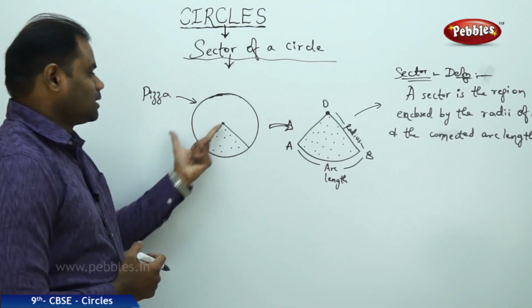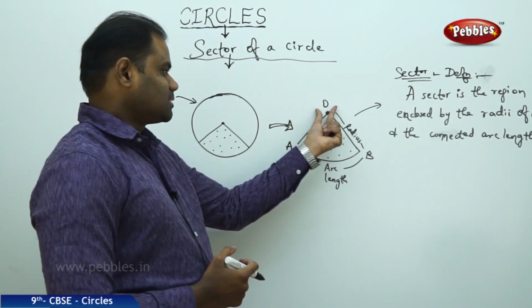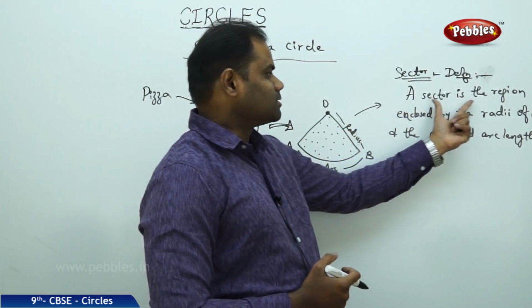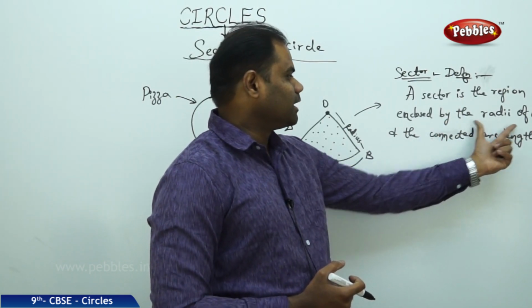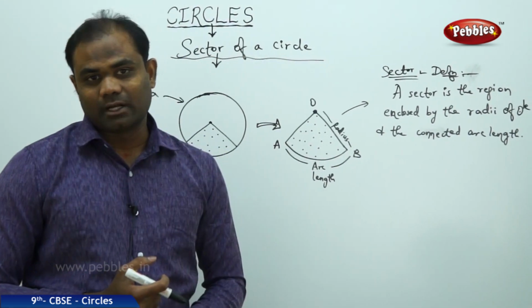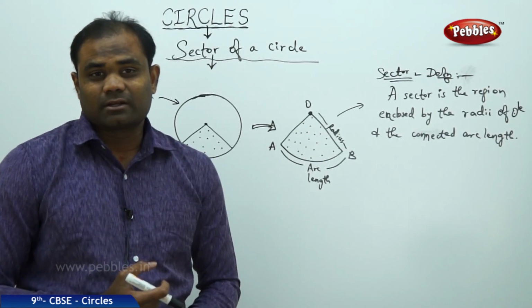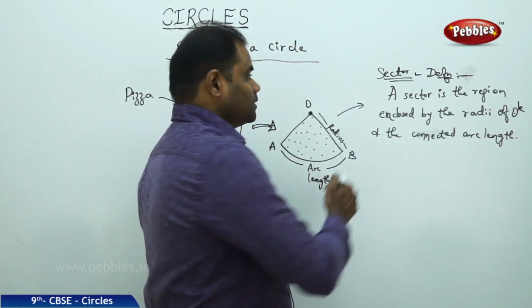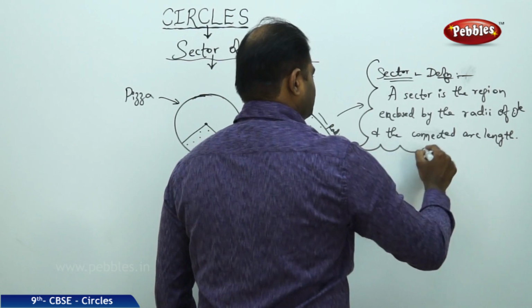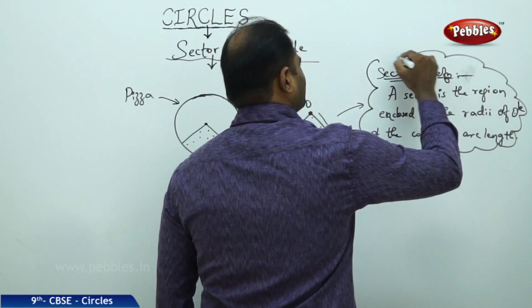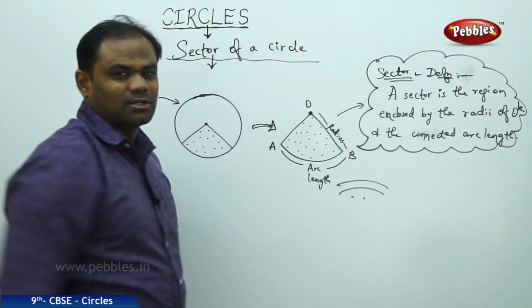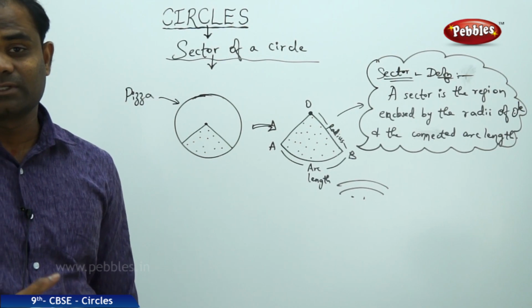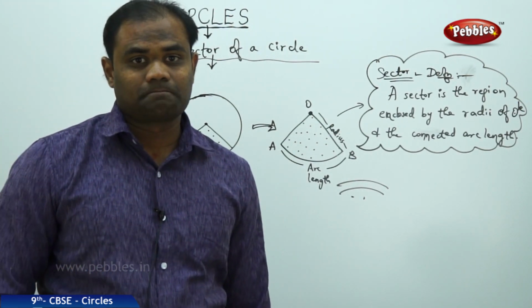A pizza cut with a piece of pizza has the center, has the radii, has the arc length, and a sector is the region enclosed by the radii of the circle and the connected arc length. This is how we understand a sector in terms of the arc length. Sector with its definition. This is how we define a sector of a circle, part of a circle, a piece of a pizza for a given Domino's pizza.